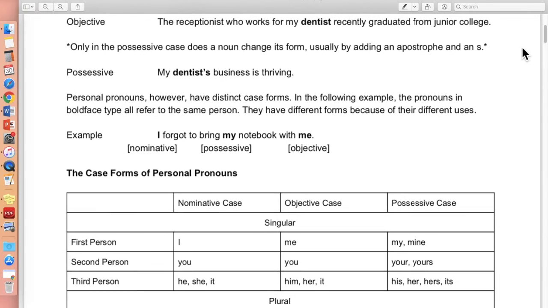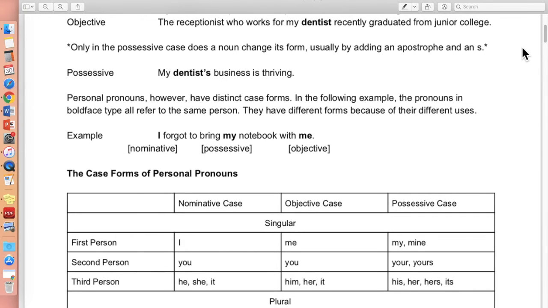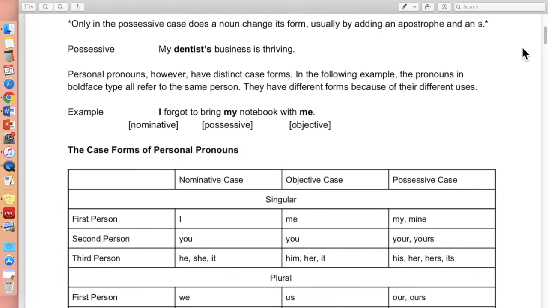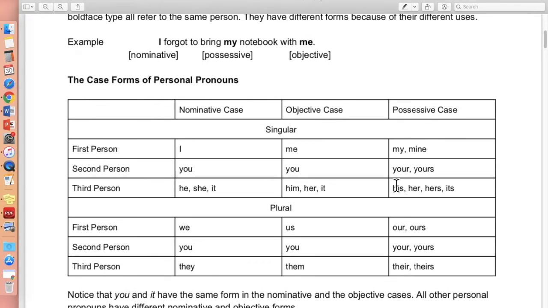Now, in possessive case, scrolling down a little bit, only in the possessive case does a noun change its form, usually by adding an apostrophe and an S. Okay, we know that. We know how to make things possessive. My dentist's business is thriving. His business is thriving.